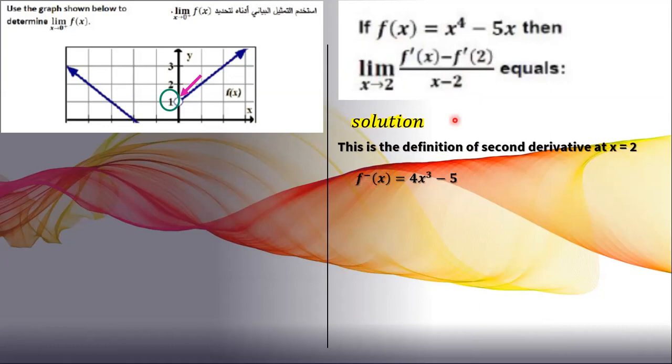So we must get the second derivative. We have the original function, the first derivative f for x power 3 minus 5. The second derivative is 12x squared only, because the derivative of a constant is 0. Now we have to substitute by 2, because this is the definition of second derivative at x equal to 2. So f double prime of 2 equals 12 times 2 squared, 2 squared is 4, 4 times 12, 48.